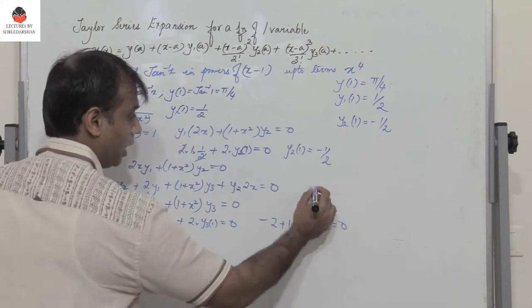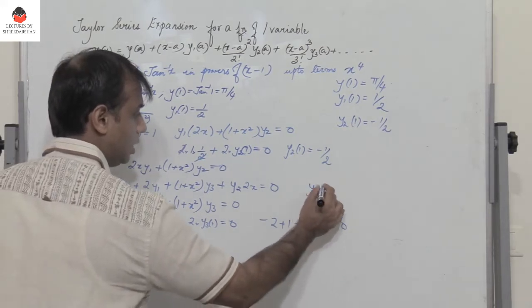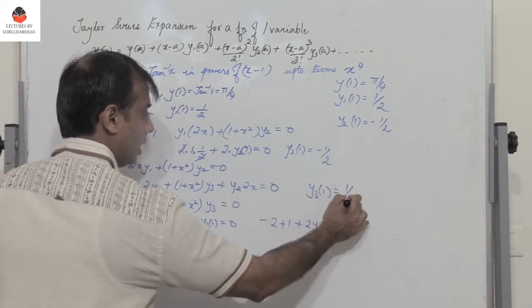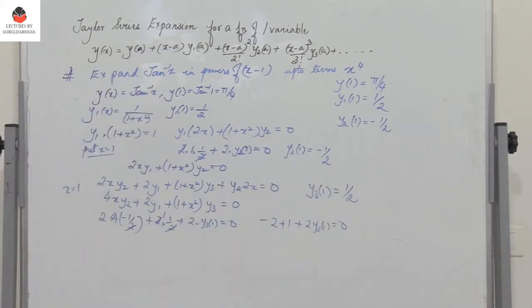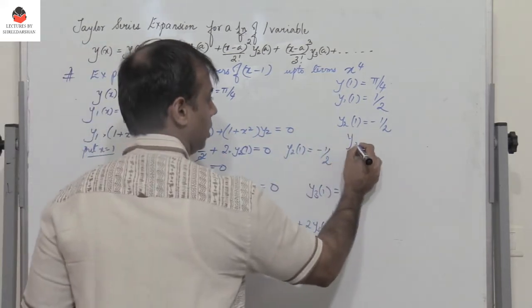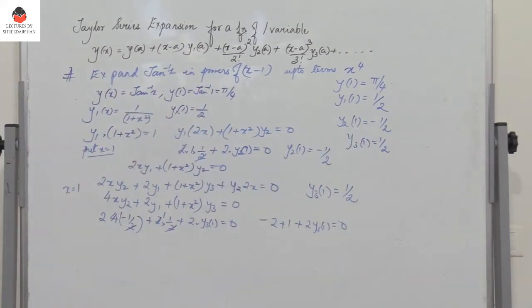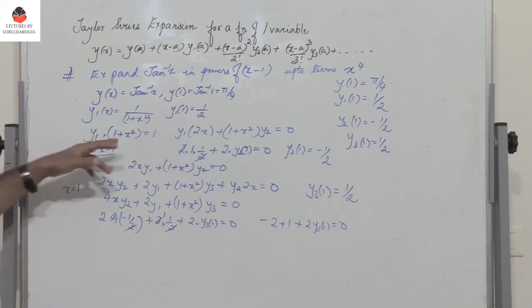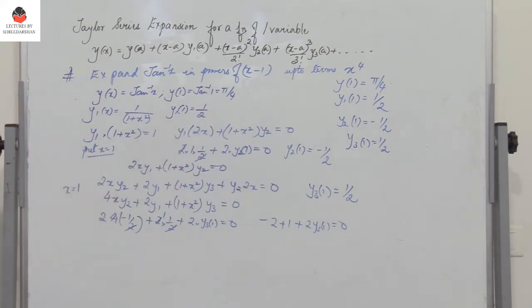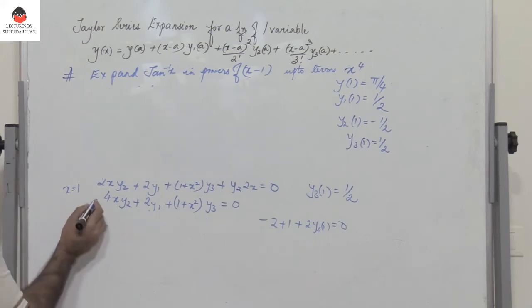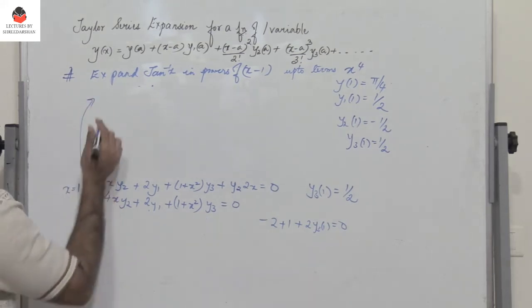So therefore y3, what is y3 of 1? It is nothing but 1 by 2. So I have y3 of 1 equals 1 by 2. Now we need to go a step further because we have to find the terms up to x power 4. So now let me differentiate this expression.